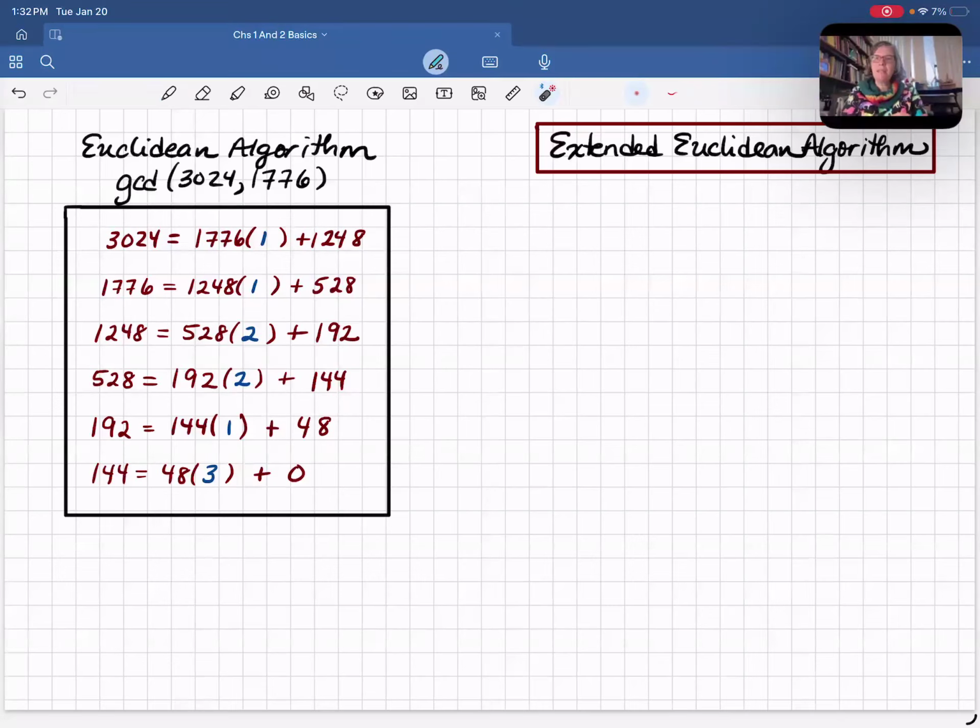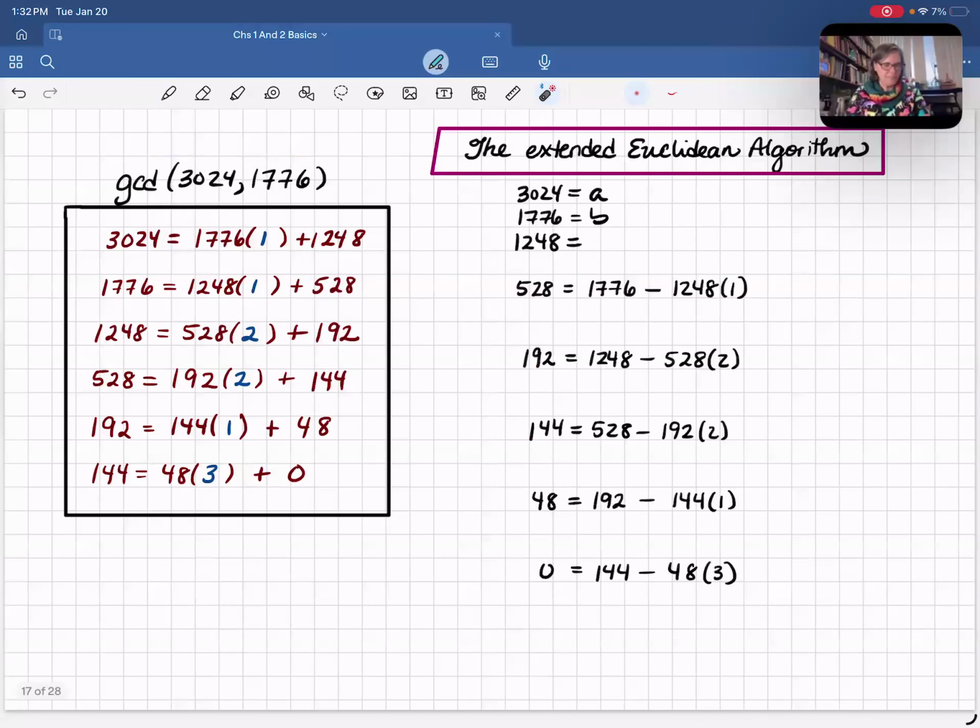Okay, now to begin the extended Euclidean algorithm, what I'm going to do is, first of all, name the two numbers I started with. I'll let A be the bigger number and B be the smaller number. And I do this really just to make the algebra and the steps and what's coming next a little bit cleaner, because otherwise you kind of end up feeling like you're drowning in numbers, okay?